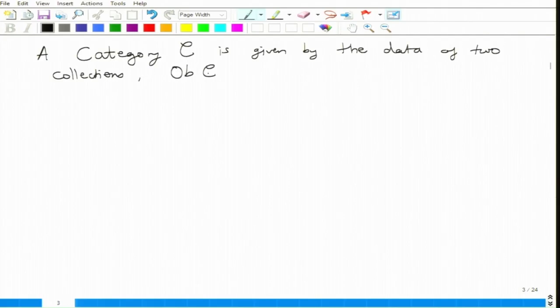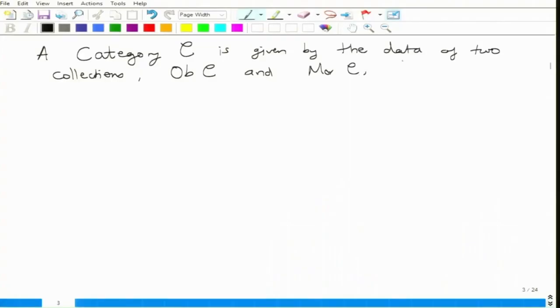First one is called Ob C and Mor C. Ob C stands for objects, Mor C stands for morphisms. Now, while we are writing this definition, keep this particular example in mind. Objects are sets and morphisms are functions. Then, what are the properties?